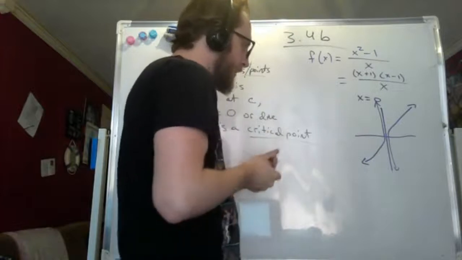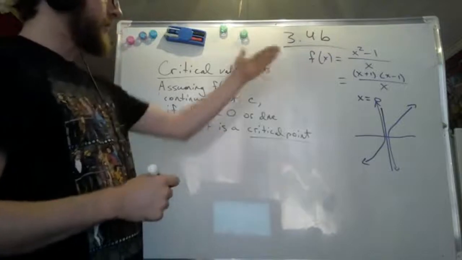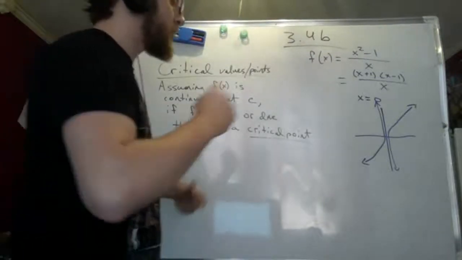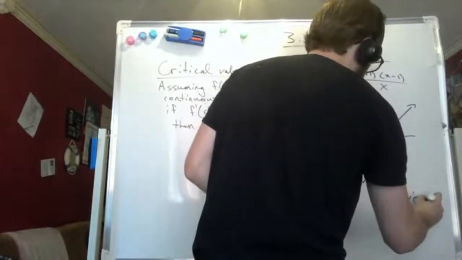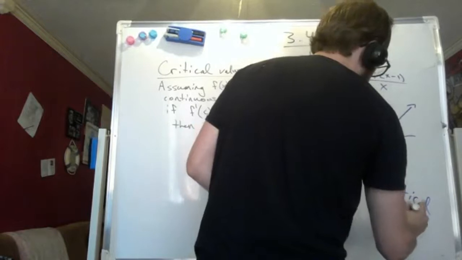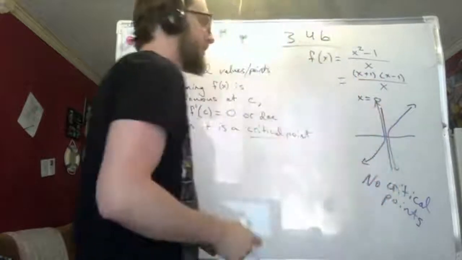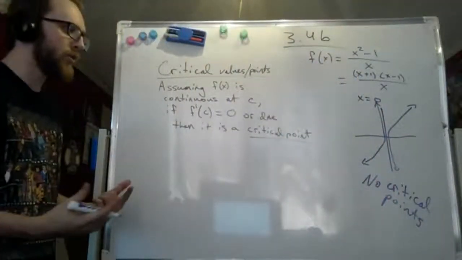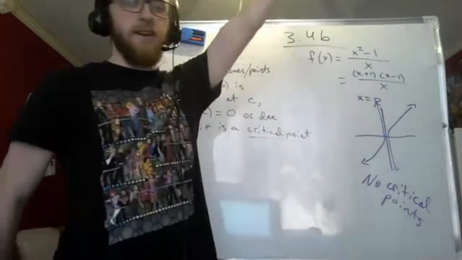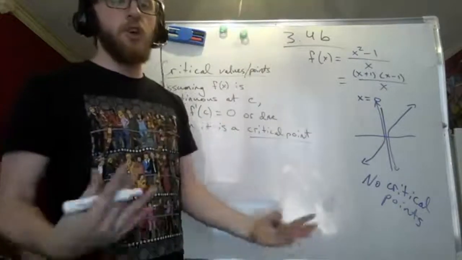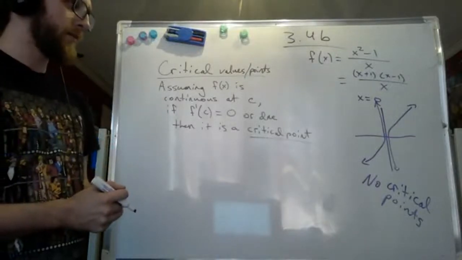And because it's discontinuous, it's not even a possible critical point. So for this particular question, we actually say that there are no critical points. Because if we think about it, even if you try to find out what f of 0 is, you can see that both on the left and right, there are values that are infinitely bigger and infinitely smaller. So there's no way it could be a local max or a local min. So we don't even consider it to be a critical point.